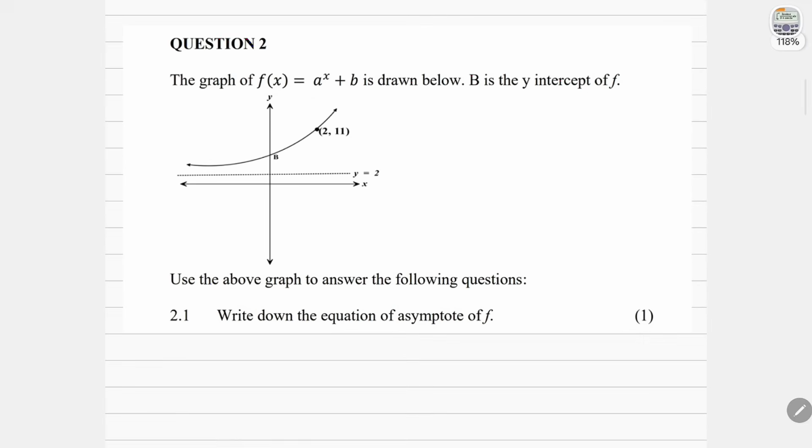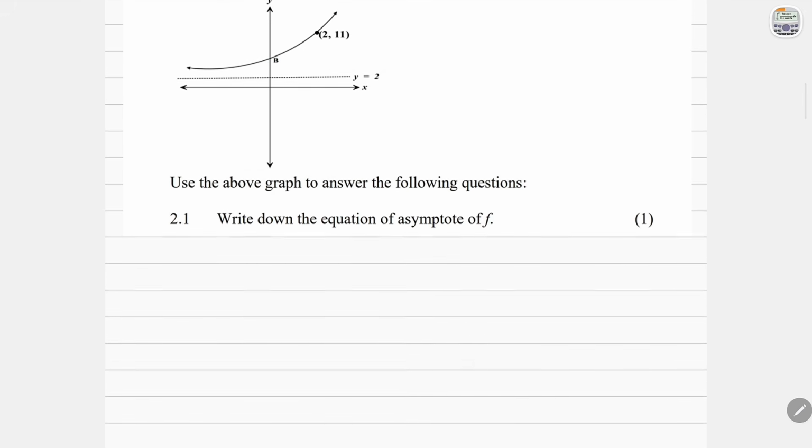Question 2 says the graph of f of x is equal to a to the power of x plus b. So we can see that this is an exponential function. It's an increasing exponential function. Okay, if you read it from the left to the right, it is moving up. And they say that this graph is drawn below. And b is the y-intercept, as we can see, of f. Use the above graph to answer the following questions.